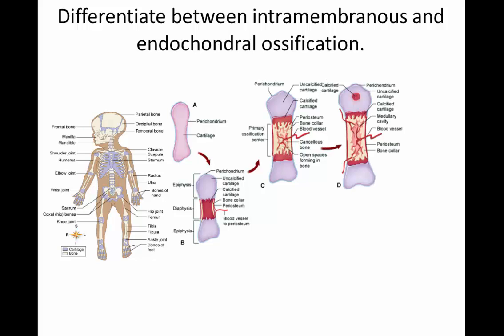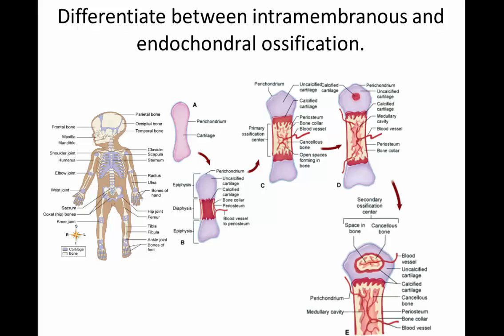Over time, as this continues to develop, we have what's called the secondary ossification center. And so up at the top, you can see that there's a second point in the epiphysis where cartilage starts to be converted into bone. Again, it's the same process. Osteoclasts are starting to break down the cartilage, and osteoblasts are starting to build bone.